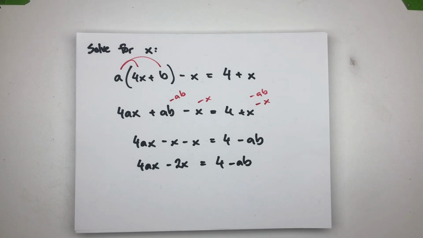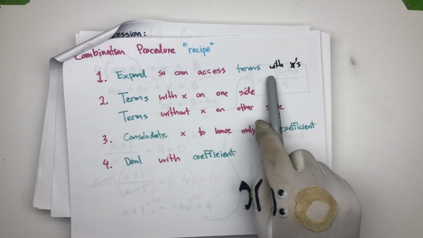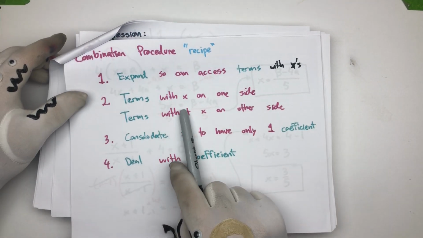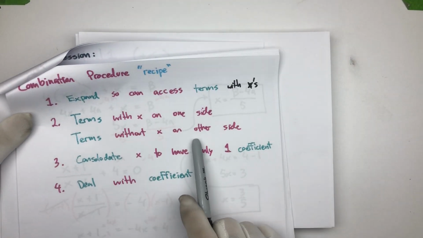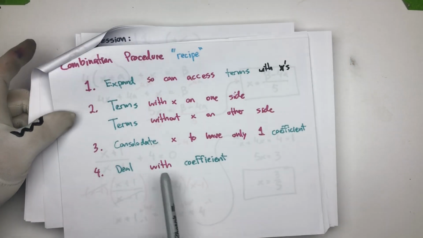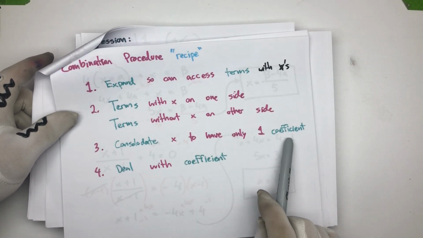So let me just see here. Where's that recipe? Yeah, there's that recipe. Okay, so expand, we did it. Expand so we can access all the terms with x. Terms with x, we isolate to one side. Did it. Without x on the other side. Did it. Consolidate x till you only have one coefficient.